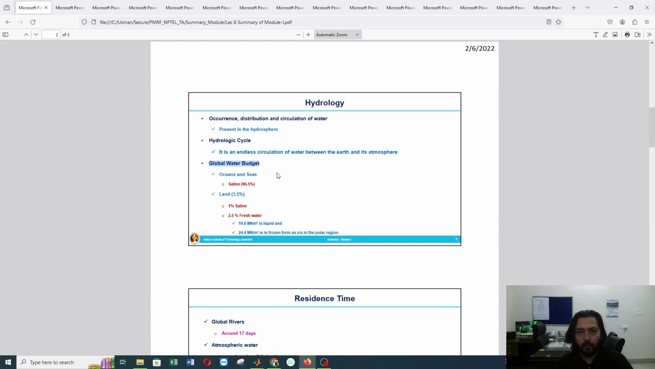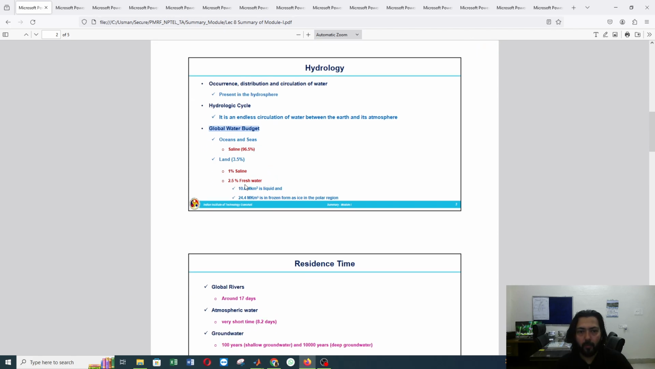So we talked about how water exists in different forms, that is, how it exists in oceans and seas, which is saline, which is 96.5%. Then how water is available on land, that is 3.5%, which is further divided as 1.5% saline, and only 2.5% of entire global water is fresh water, which is available to us to use in different forms.